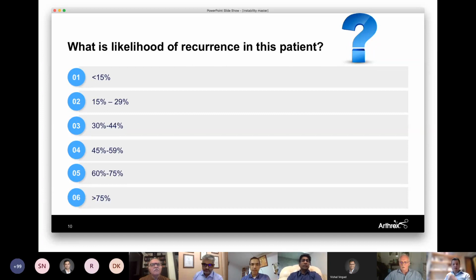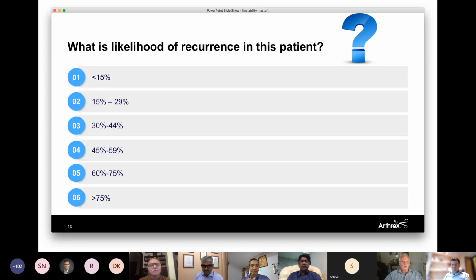There have been three very good studies, done by Rowe, Robinson and Hovelius, in 1956, 2006 and 2008 respectively. Their follow-ups vary from 5 years to 25 years, especially the Hovelius study in 2008. Okay, so the Hovelius study, let me not say, let the poll come.